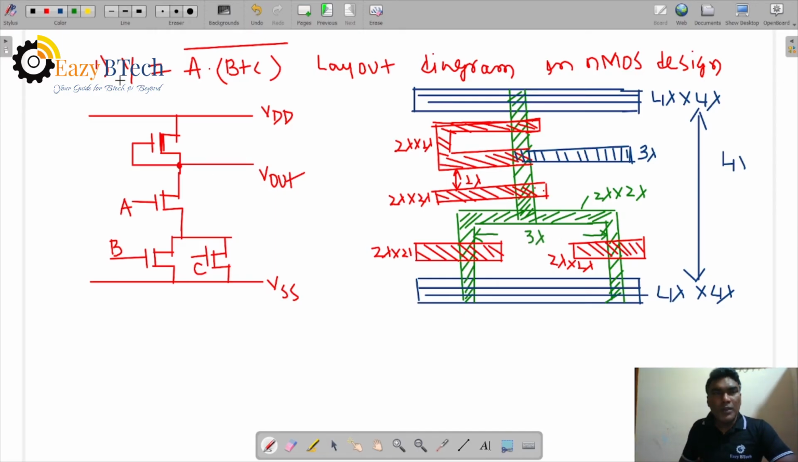Right. Now we have contact area. Two layers are joining here: N diffusion and metal 2. Here also N diffusion and metal 2, here also, and here also N diffusion and metal 2 contact area. So overlapped it is 4 lambda, but the actual area is 2 lambda only. 2 lambda into 2 lambda. It is a square box representation, right?